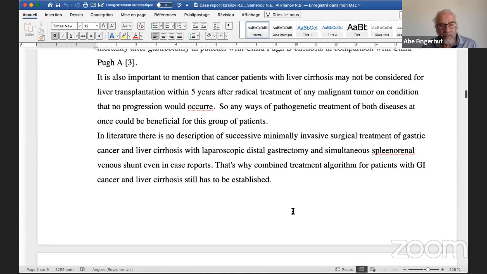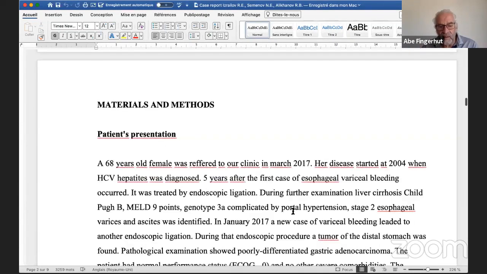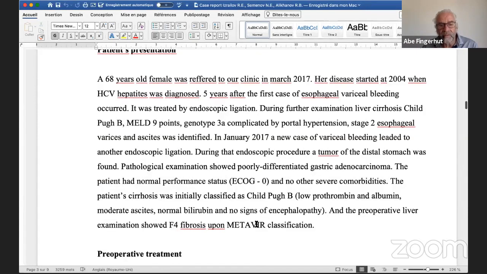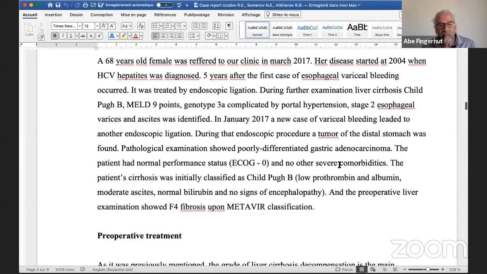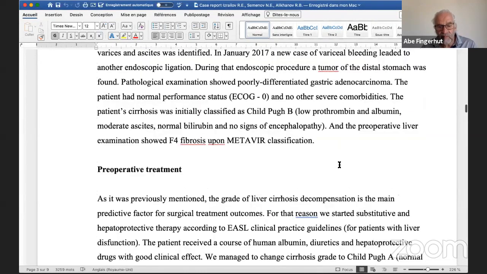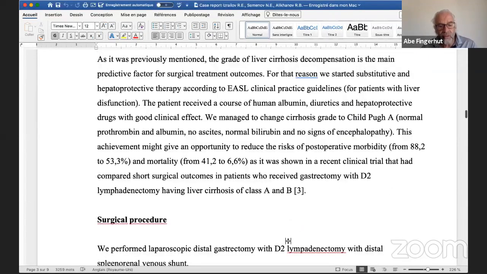Materials and methods. The patient. Also some grammatical errors that have to be corrected. But other than that, not so bad. Preoperative treatment. Okay. Surgical procedure.